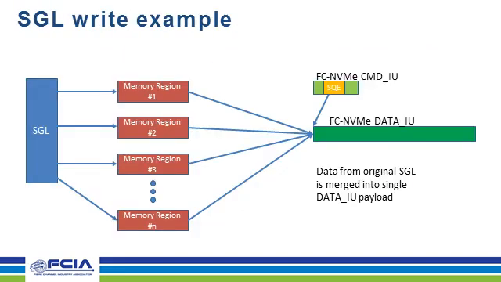Okay. So a right example for the SGLs is, on the left, the HBA is presented with an SGL by the NVMe layer, which points to a set of memory locations. And the FC-NVMe HBA then takes those memory locations and moves them into the FCP data IU, and that's what's transmitted across the wire.